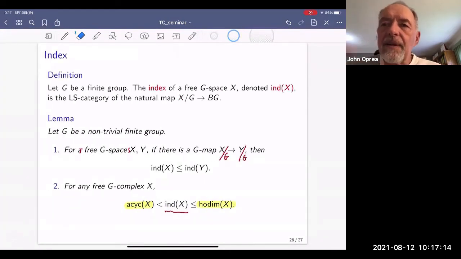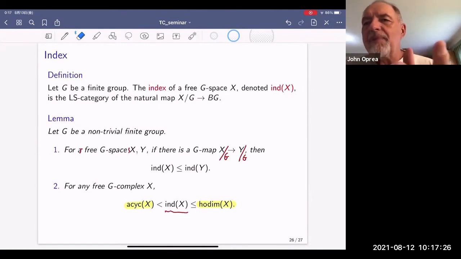This index of the free G space, at least in the case when X is simply connected, is the LS category of the natural map, the classifying map for the universal cover. And so that category is the sectional category of the universal cover. Schwarz had a theorem that said that's something called cat sub 1. So there are things known about this index which might fit into this problem.